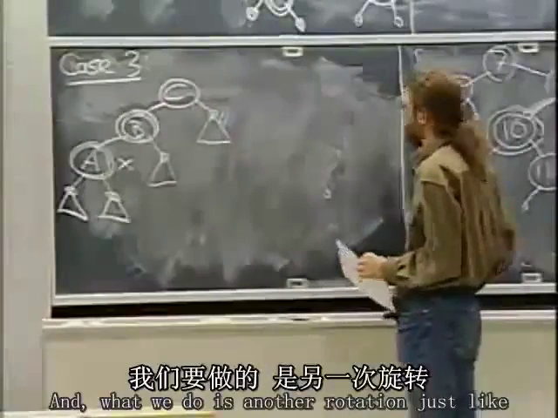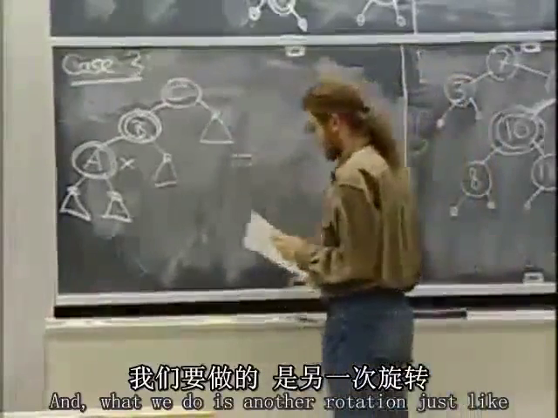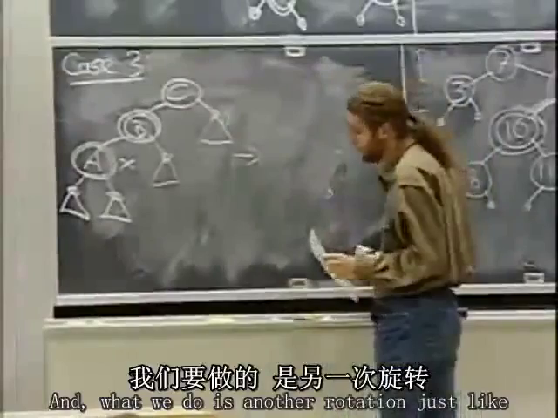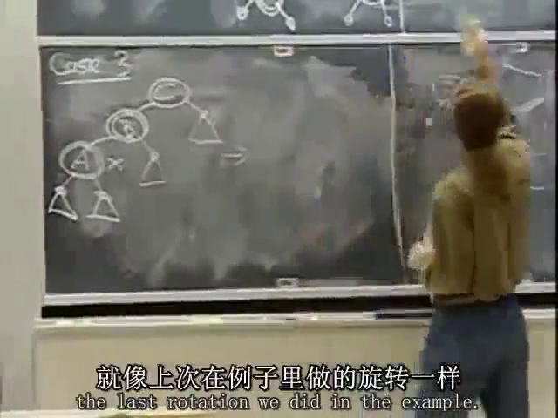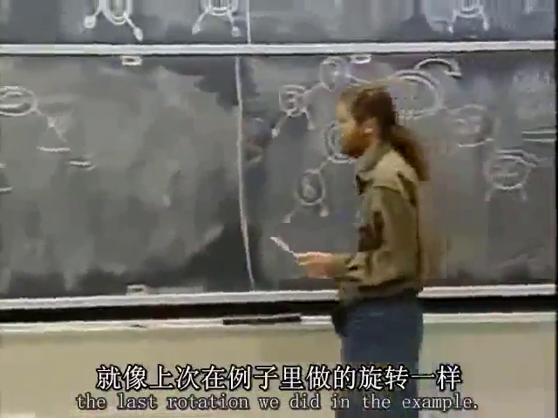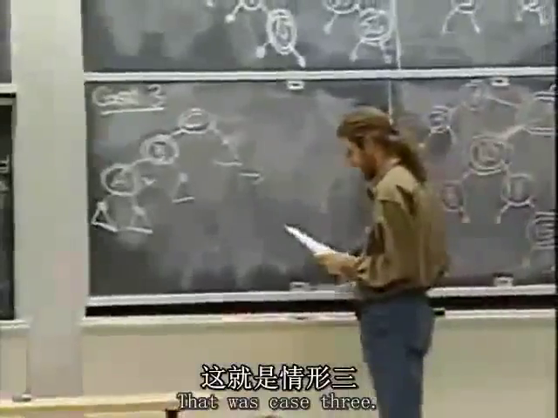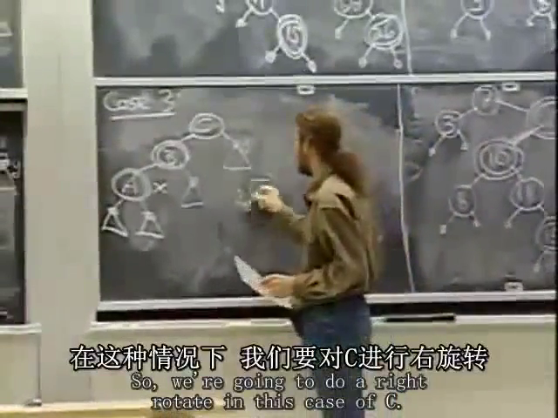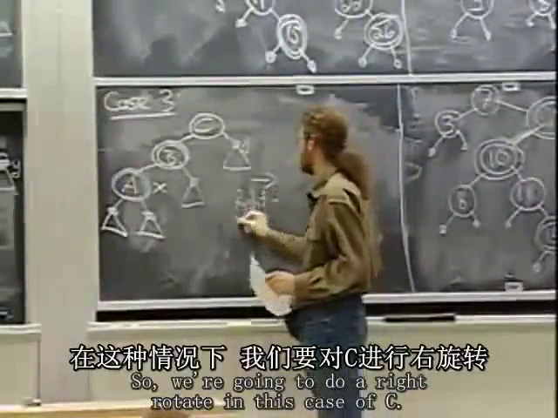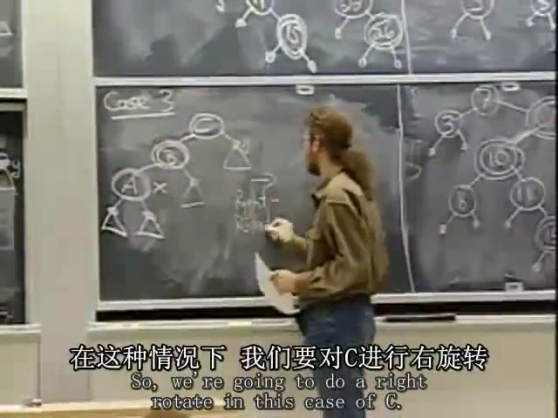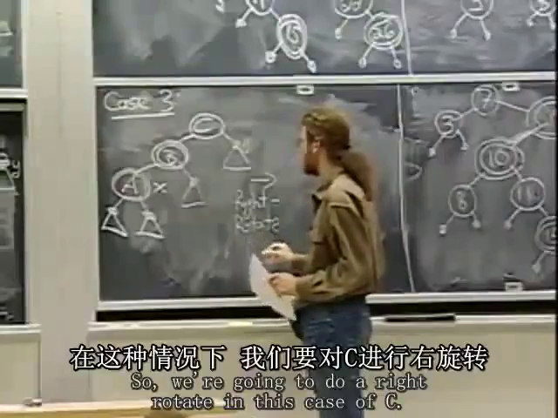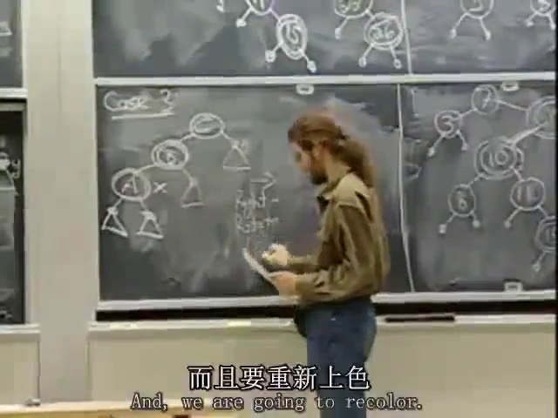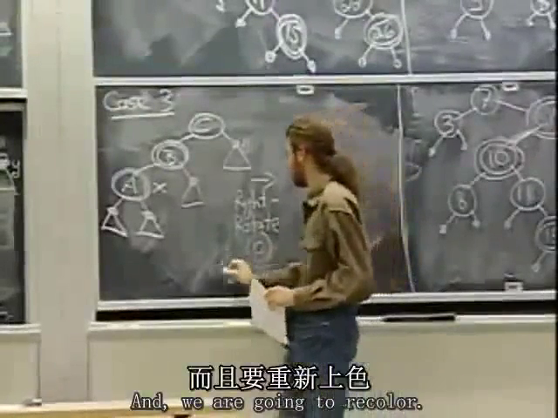And what we do is another rotation, just like the last rotation we did in the example. That was case 3. So we're going to do a right rotate, in this case, of C. And we're going to recolor.